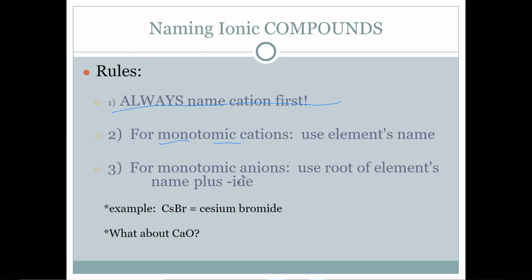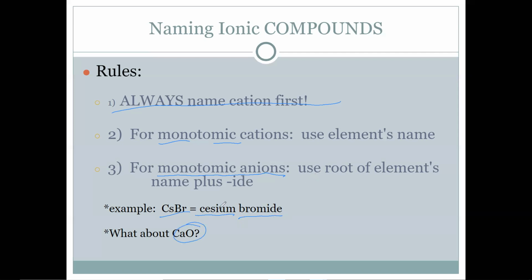For the monoatomic anions, once again, one atom anions, you are going to use the root of that element's name, but put IDE on the end. So fluorine would become fluoride. Nitrogen would become nitride. Phosphorus would become phosphide. Sulfur becomes sulfide. Chlorine becomes chloride. Bromine becomes bromide, etc., etc. So if I wanted you to name cesium and bromine's compound, cesium's going to keep its name, and bromine becomes bromide.